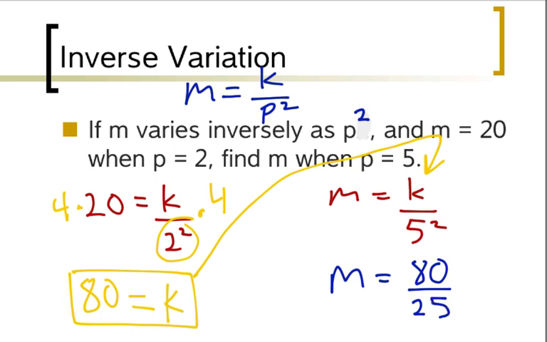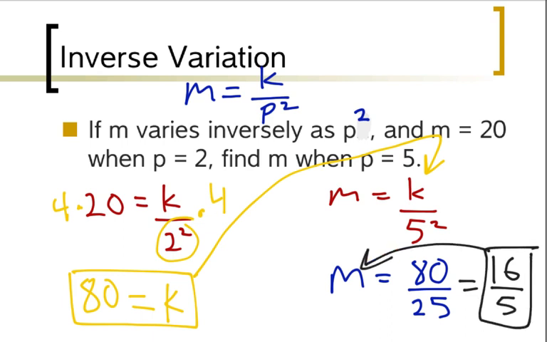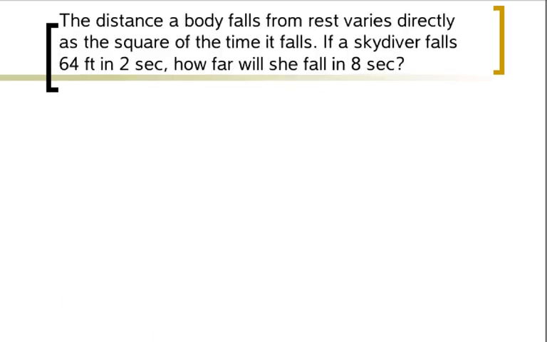So all I have to do is reduce to find m, and if I divide the top and bottom by 5, I get an answer of 16 over 5. And that's my final answer for what m is when k is 5. Or sorry, p is 5. Now we're going to take a look at two word problems.